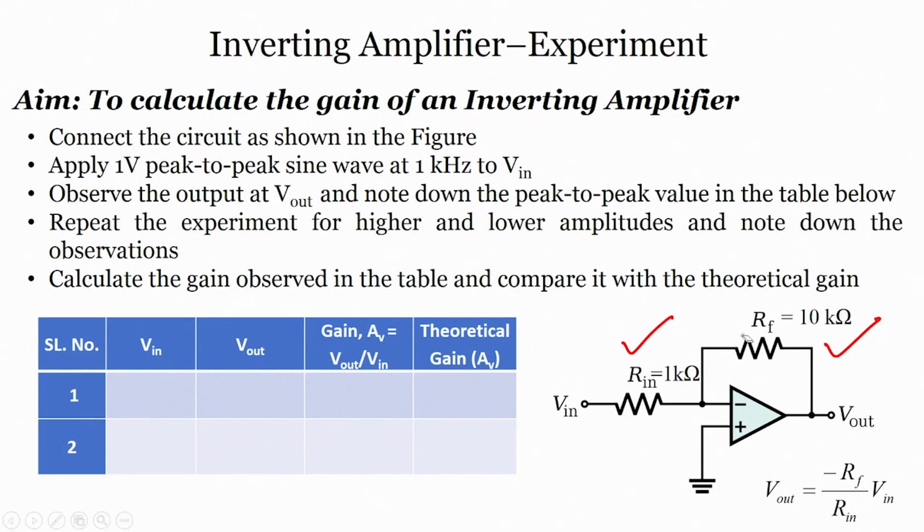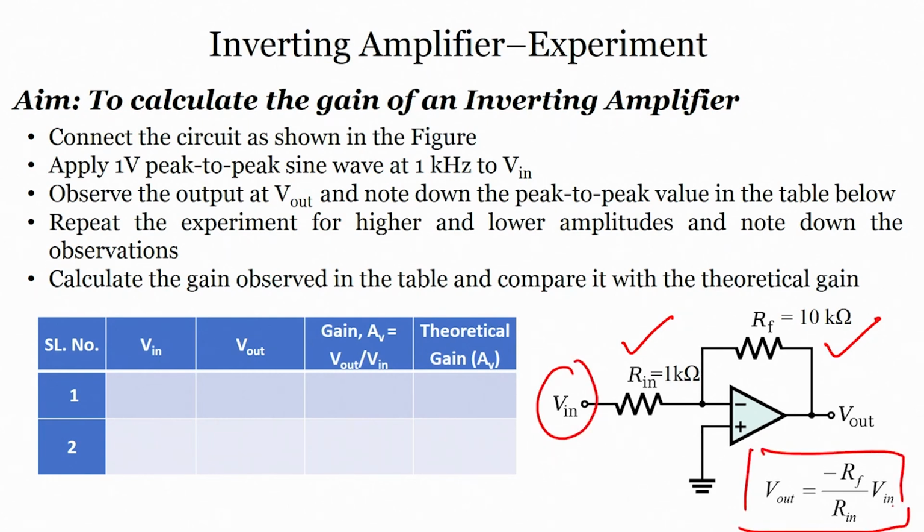Now, we already know the formula for V out. For an inverting amplifier, V out is nothing but minus of feedback resistor RF divided by input resistance R in, into input voltage V in, right. This is the formula, we know this formula, right.